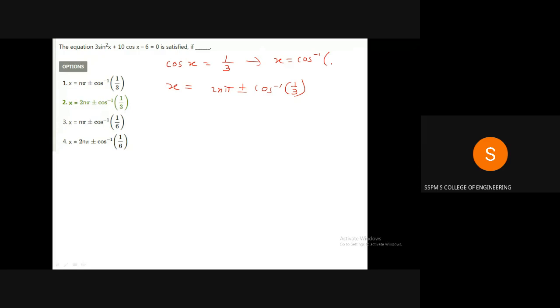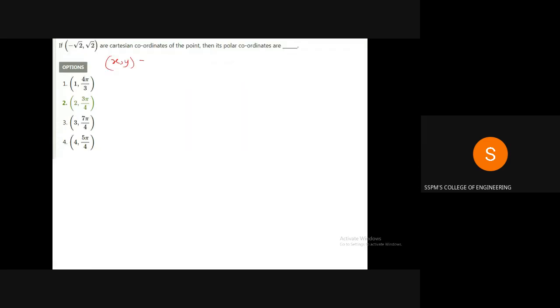So now next example. If minus root 2, root 2 are the Cartesian coordinates of the point, then its polar coordinates are what? Okay? We have to find the polar coordinates. So here it is given that x, y are the Cartesian coordinates: minus root 2 comma root 2.